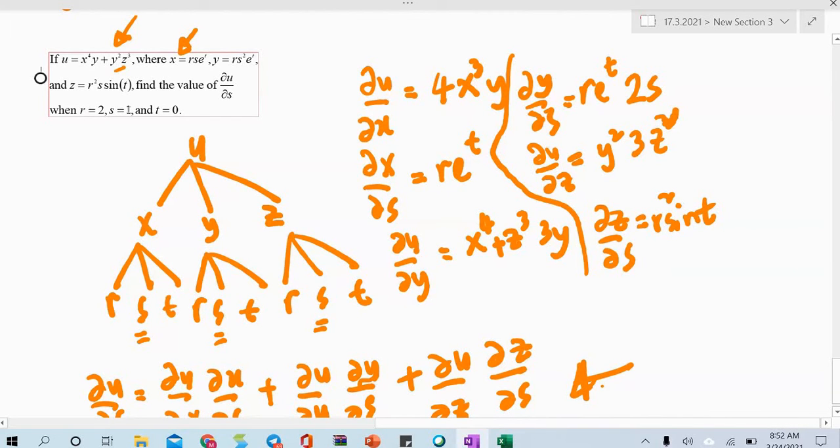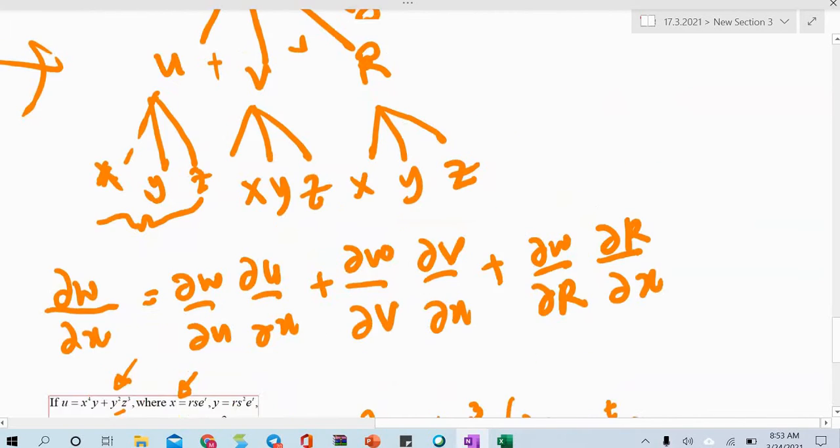You want to substitute this first and then differentiate? No, after we differentiate, we substitute the values of r, s, and t. Yes, you have to differentiate first.